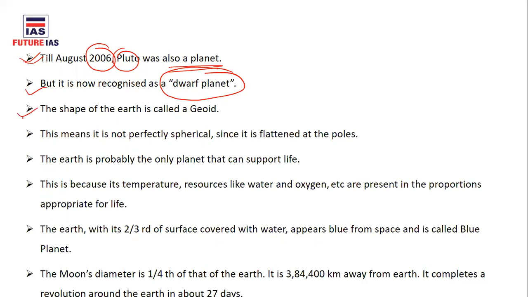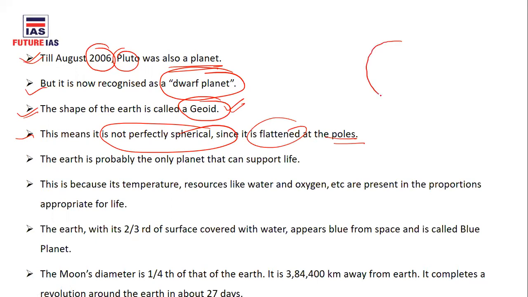And I've already explained to you that the shape of the earth is basically geoid. It is not a complete sphere, which means it is not perfectly spherical, but it is flattened at the poles. If you see the diagram of the earth, it looks as if it is flattened on the poles. That is why the shape of the earth is geoid, not completely spherical, isn't it?